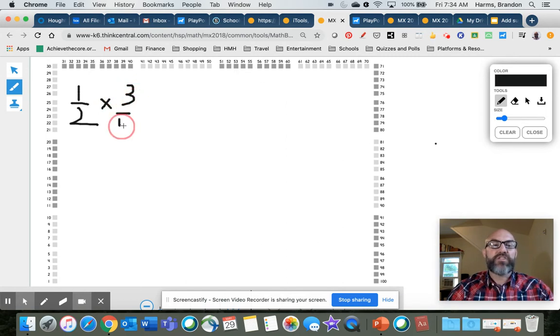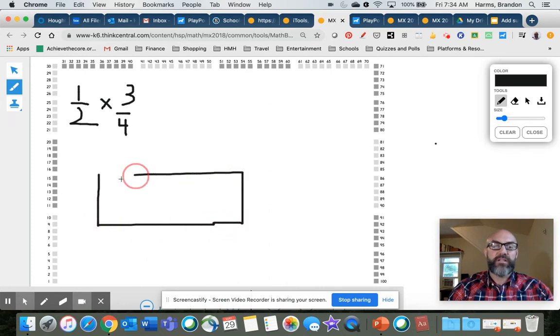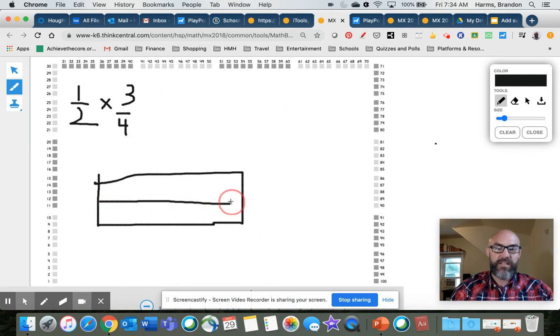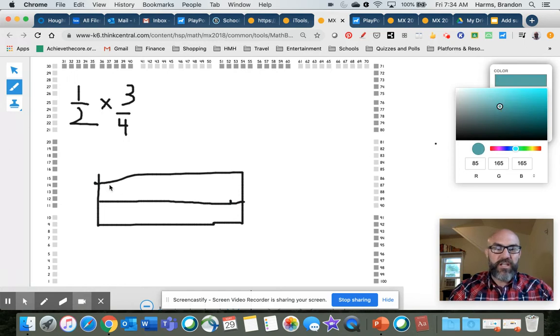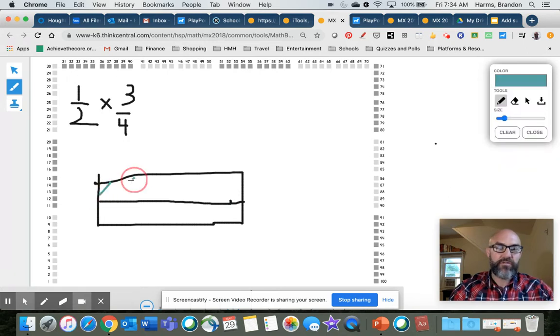So I'm going to just create a scenario for myself that'll help me understand what we're doing here. So the scenario is this. I'm going to say I have a granola bar, but I only actually have half of that granola bar. So I'm going to take it and let's say we split it down the middle like this.